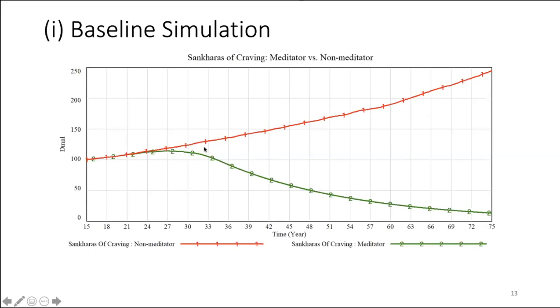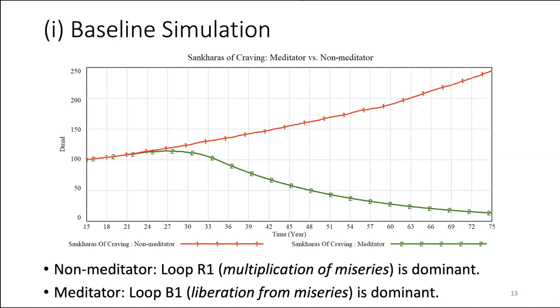On the other hand, if the person starts practicing meditation, let's say around the age of 25 and throughout their lifetime, then they can deplete this stock of sankharas of craving and liberate themselves from these sources of suffering. So far there is nothing too interesting here. In the first case, the reinforcing loop is dominant, and in the second case, the balancing loop is dominant.